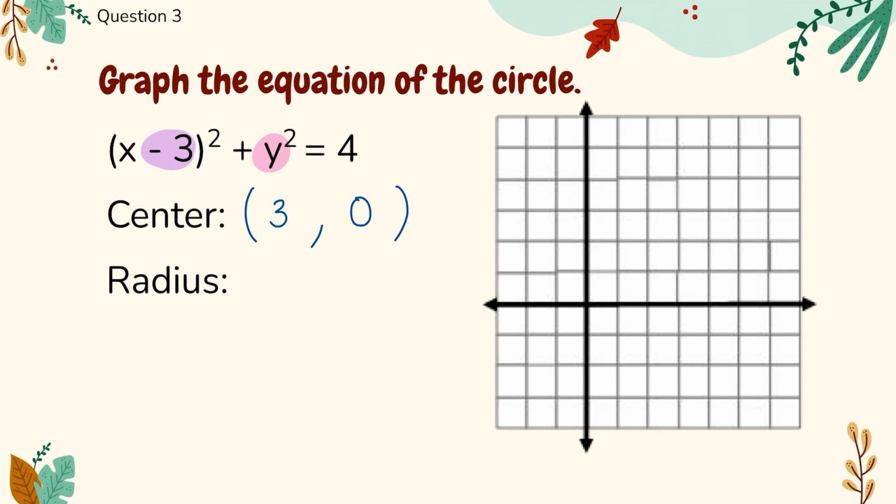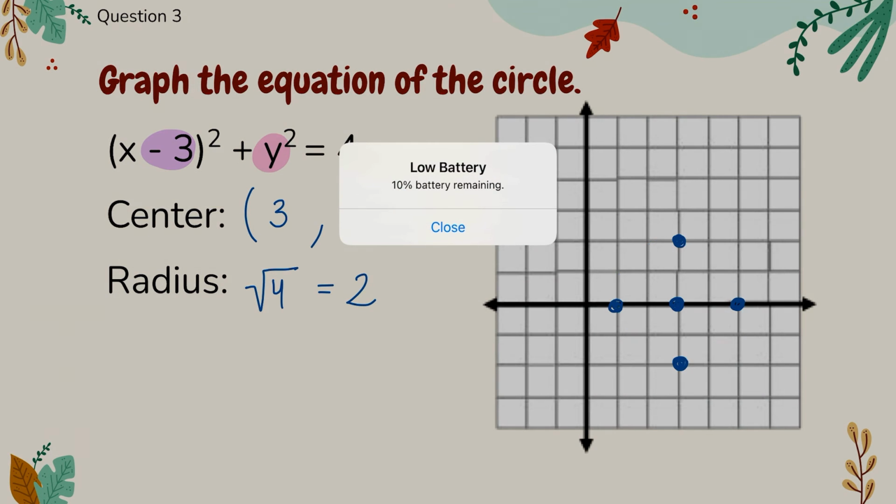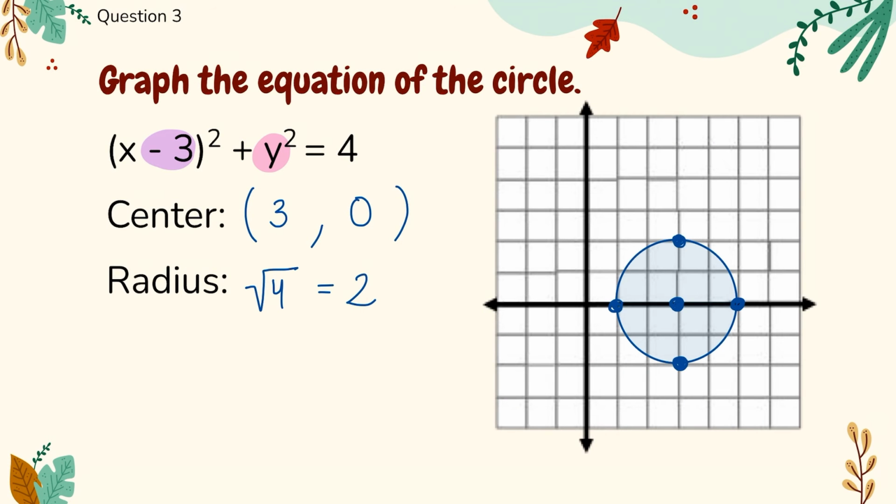My radius is going to come from the number 4, but it's not 4. We're actually going to take the square root of 4 to get our radius of 2. So if I were to graph this, this is 3 comma 0, which is here. Then to find my radius, I'm going to go 2 out, 2 up, 2 out again, and then 2 down. That is going to give me my circle, and look how easy that was. I'm going to graph it as best as possible, and this is what I get, okay?